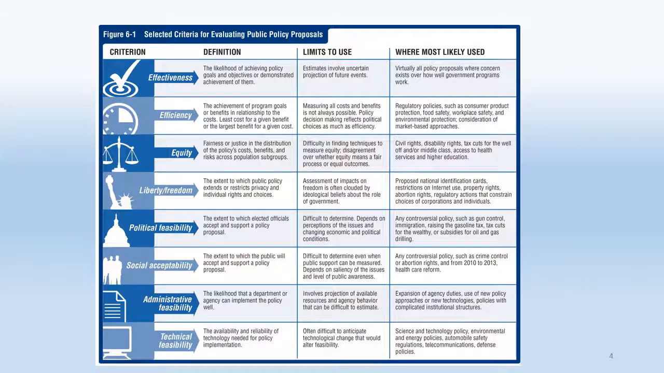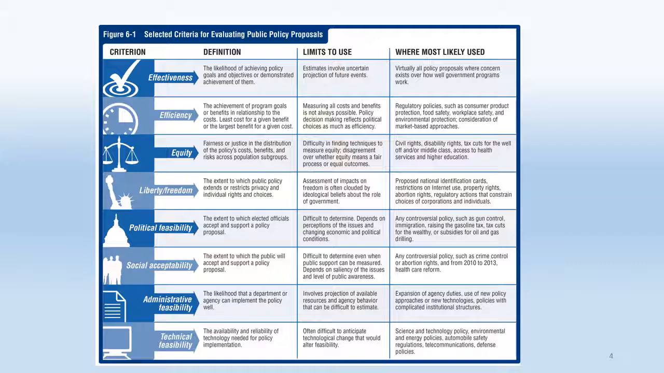This is the chart seen in chapter 6 of Kraft. What they're talking about here are 8 or 9 different criteria for evaluating public policy decisions. So what are they saying? They're saying there are different angles from which you can look at the proposal: effectiveness, efficiency, equity, liberty and freedom, political feasibility, social acceptability, administrative feasibility, and technical feasibility. We're going to get to these more in a second.